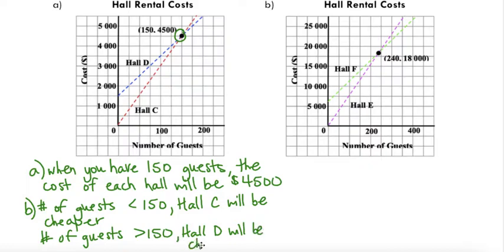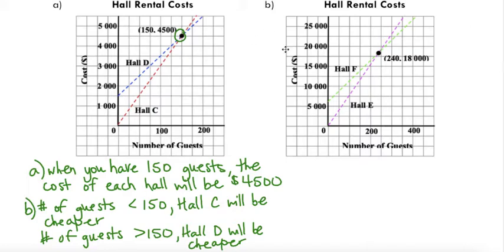So when we're looking at systems of linear equations and their applications, the point of intersection will tell us when both of those situations will be the same, and then either before or after that will determine information about one scenario being either better or worse than the other one.